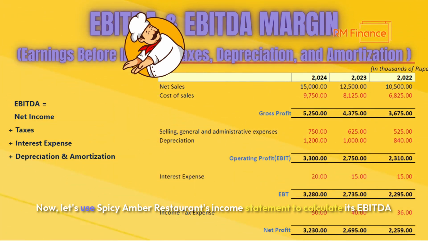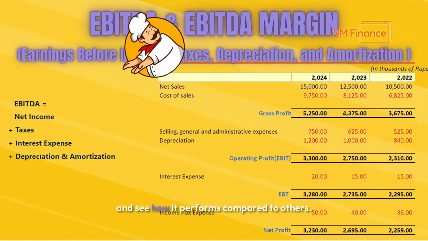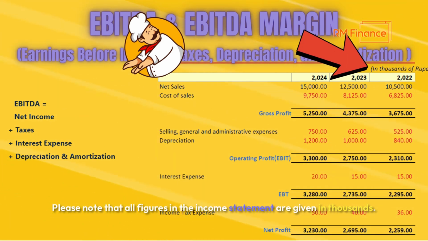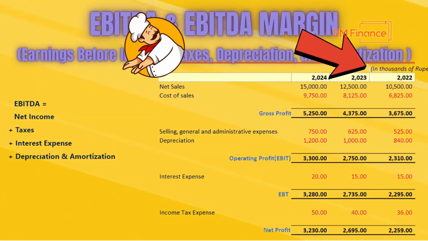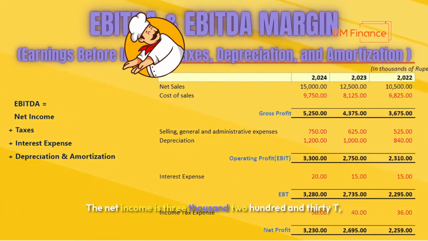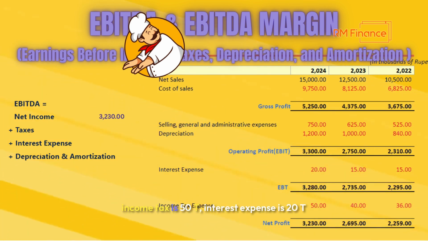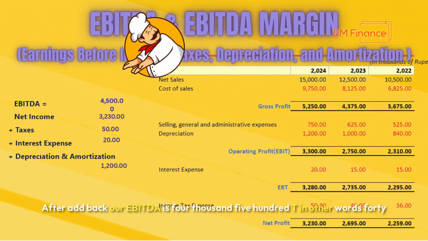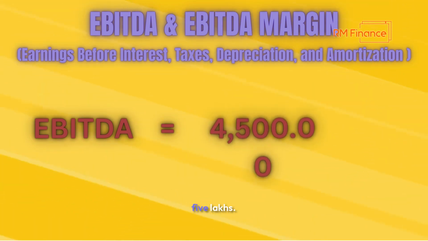Now, let's use Spicy Ember Restaurant's income statement to calculate its EBITDA and see how it performs compared to others. Please note that all figures in the income statement are given in thousands. Let's plug all the relevant figures from the income statement into our EBITDA formula. The net income is 3,230T, income tax is 50T, interest expense is 20T, and depreciation is 1200T. After add back, our EBITDA is 4500T, in other words 45 lakhs.